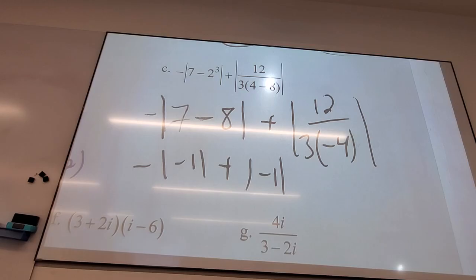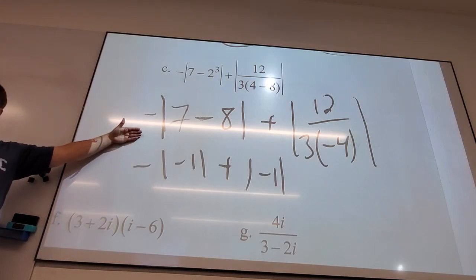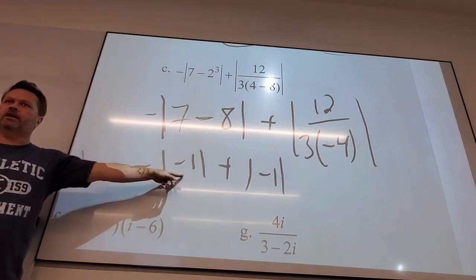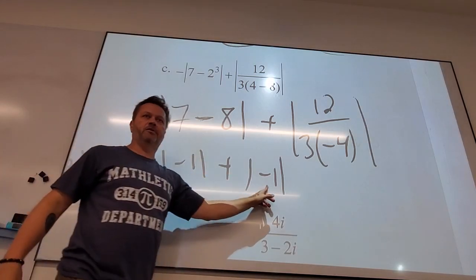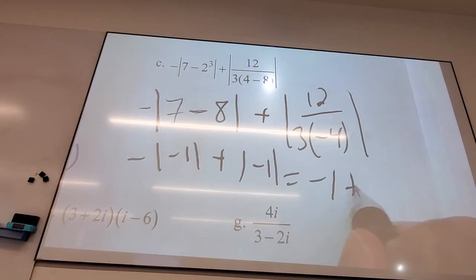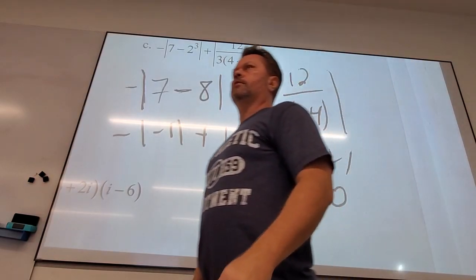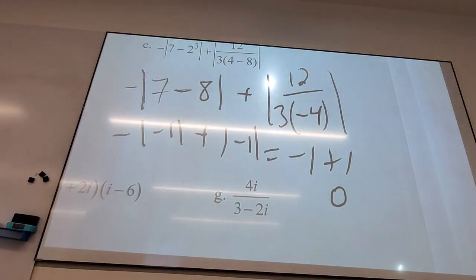So now what can I do? What's the absolute value of negative 1? So that this becomes negative 1. And what's the absolute value of negative 1? Okay. So again, negative 1 plus 1? 0. Okay. Voila.